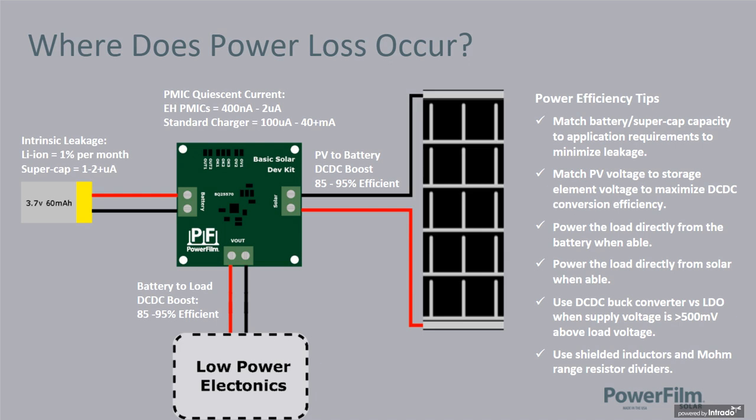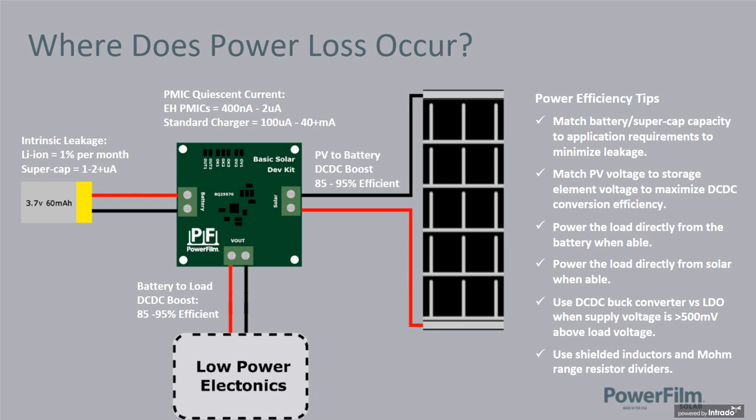Oftentimes, your device or your low power electronic will require a constant voltage supply. So you may need some regulation or some converters to do that, and that could run anywhere from 85 to 95% efficient. And then, of course, your energy harvesting elements, such as a PV cell, especially in an indoor environment, are going to often be low voltage. So to get that up to your battery voltage of 3.7, you're going to have to do a DC-DC boost, and that can be anywhere from 85 to 95% efficient.